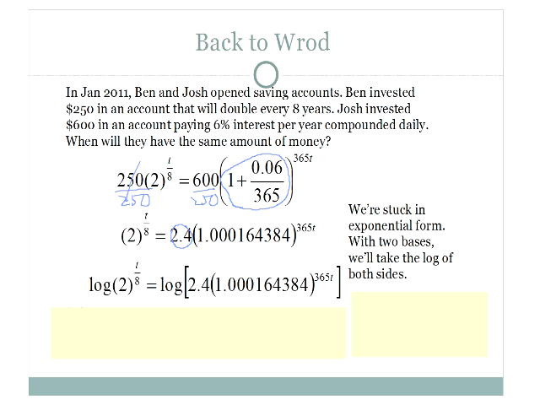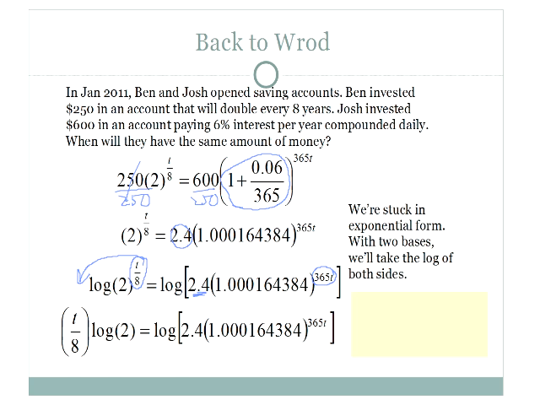What that enables me to do is take this t over 8 and bring it down in front. It does not, however, enable me to take this 365t and bring it down in front. And that's because this 365t is not on the 2.4. So what I have here is this equation, which I can't solve for yet because this is still an exponent and my unknown is in there.